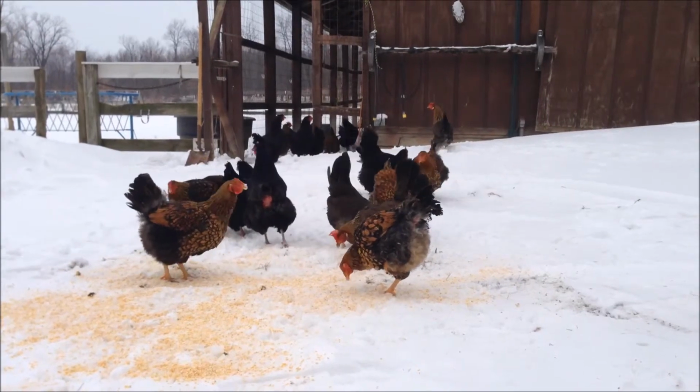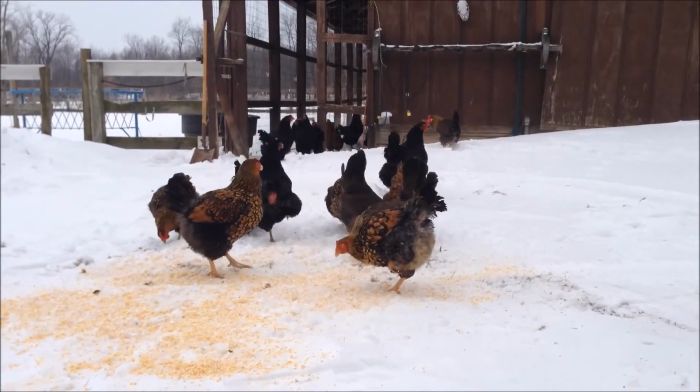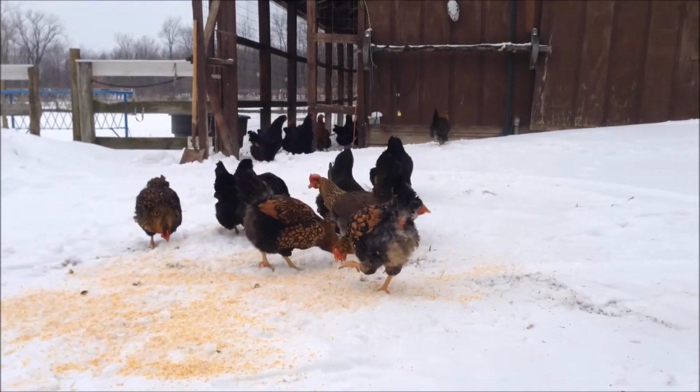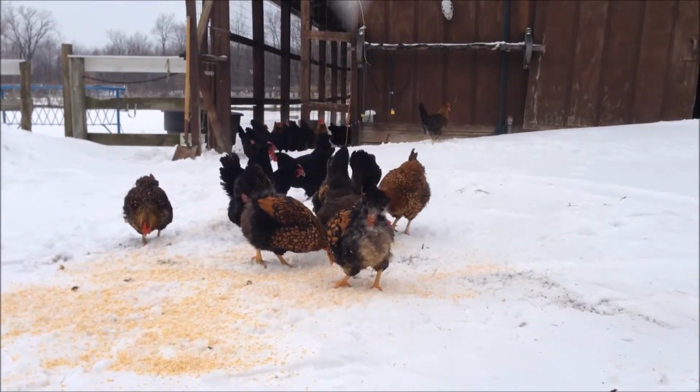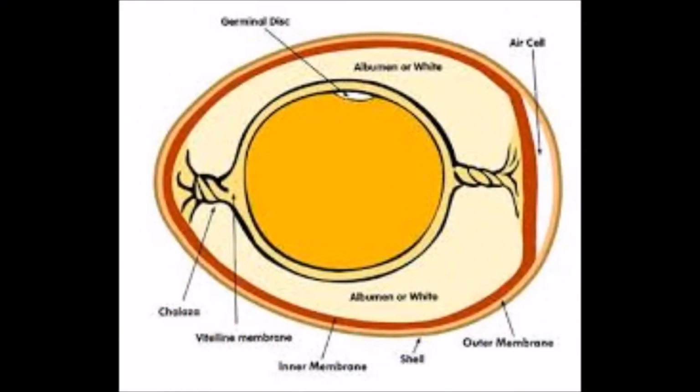Let's take a look at a cross-section of a fertilized egg so we can learn its parts and their function in chick embryo development. First up, we have the air cell, an empty space located at the large end of the egg between the inner and outer shell membrane. This is where the baby chick will peck its way out when it's time for him to hatch.